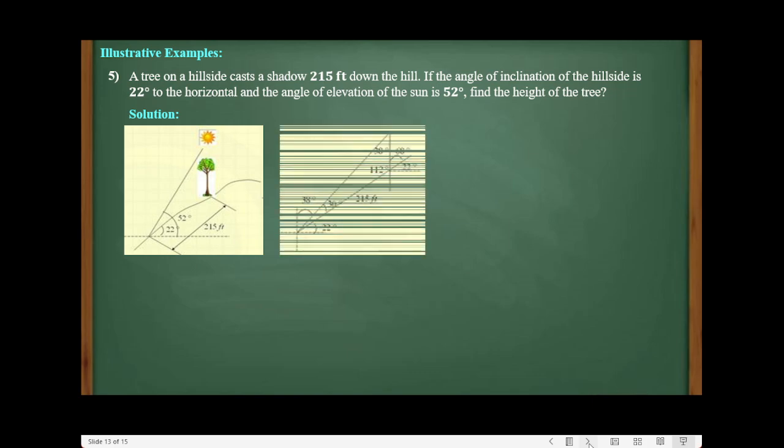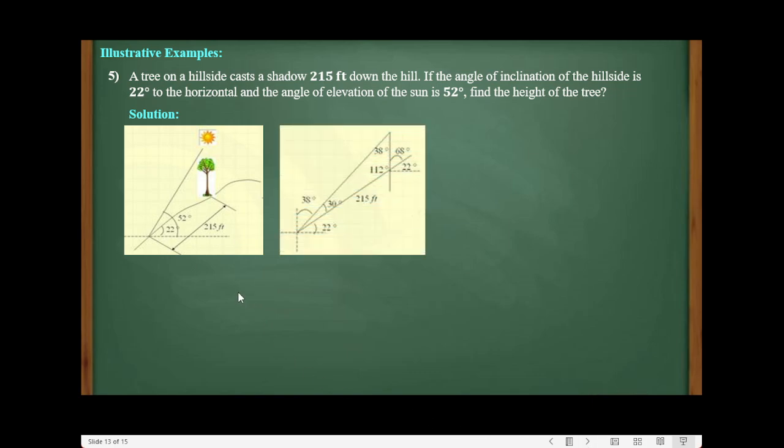Okay, let us analyze. Now let us try to redraw the figure by emphasizing that there is an oblique triangle here. Okay? So now, you will notice that in this angle right here, we need to compute for the angle, which is 30 degrees. Now, how did we get 30 degrees? That is actually the difference between 52 degrees and 22 degrees.